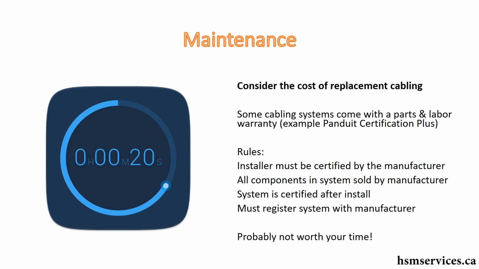And consider also that some cabling systems come with a parts and labor warranty. So for example, Panduit has a comprehensive warranty. If you are a Panduit certified installer, you pass Panduit's training course, and you build a structured cable system, and you only use Panduit parts, so Panduit cables, racks, patch panels, faceplates, keystone jacks, and then you register the system with Panduit, and you use a certifier and certify every data drop in the system, then Panduit will cover parts and labor on the system to your client.